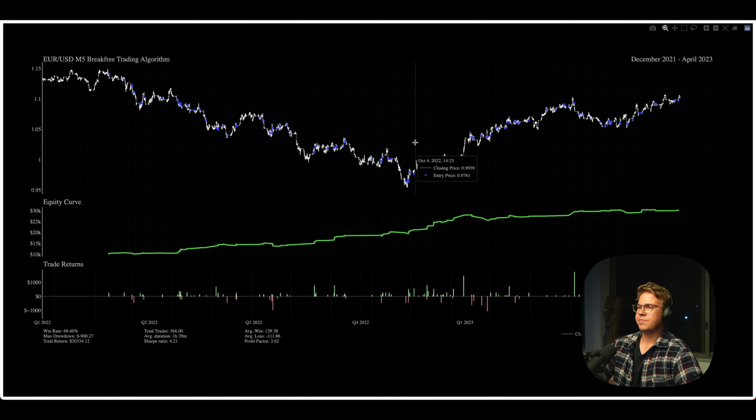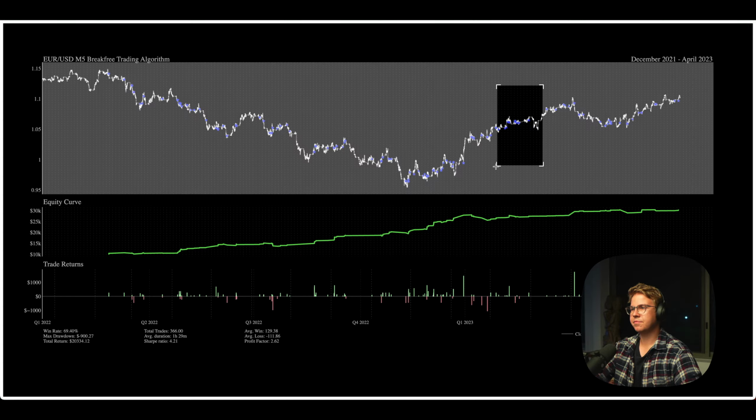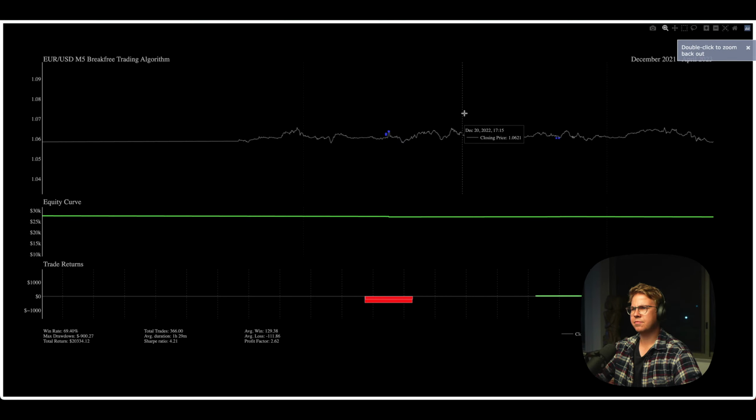Euro USD. And what you can see is a 69.4% win rate. It's not bad at all. Max drawdown $900. Total return $20,000. 336 trades. Average duration 1 hour and 30 minutes. Sharpe ratio of 4.2. Average win 129. Average loss minus 111. Profit factor 2.62. It's not bad. It's not bad.